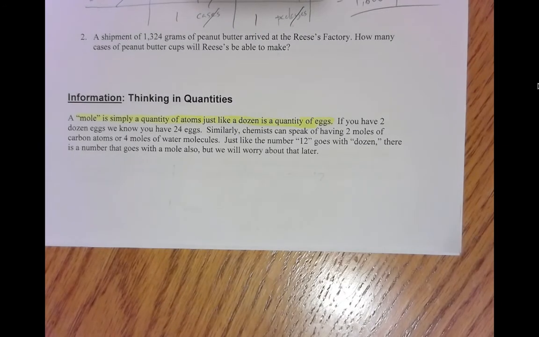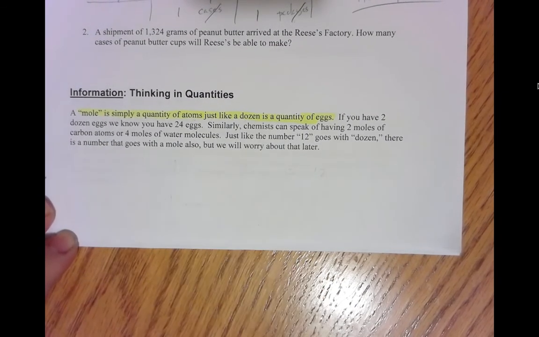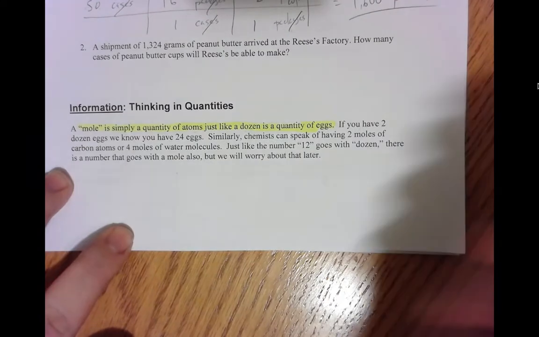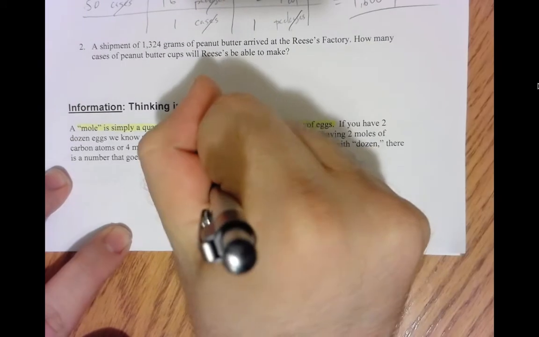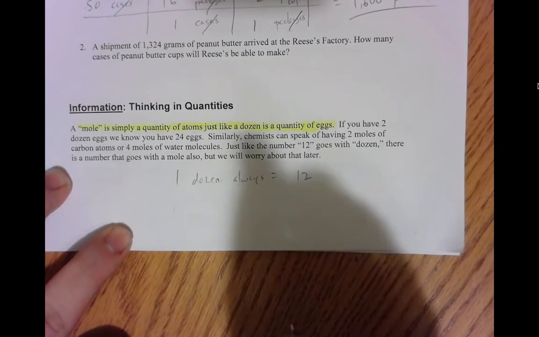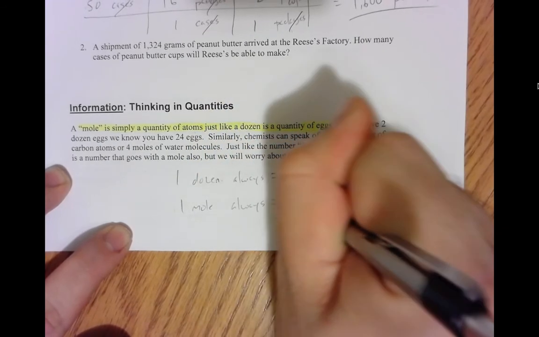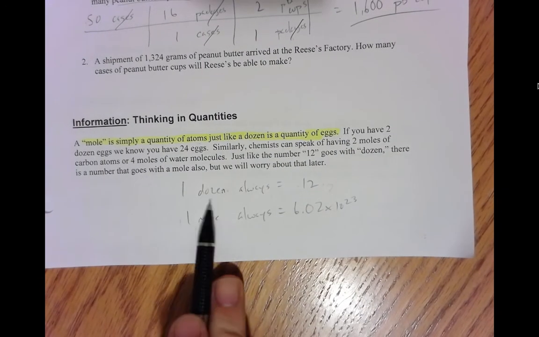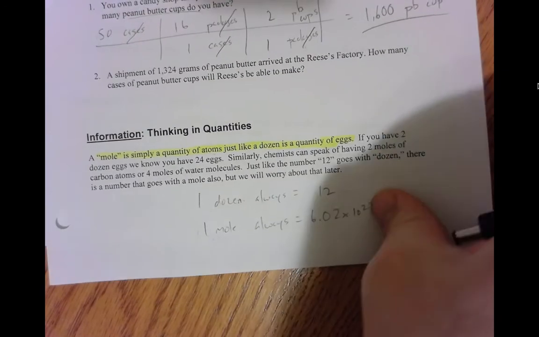Next we're thinking about quantities. So this is where we're going to learn what a mole is. So a mole is just the quantity of atoms, just like a dozen equals a quantity of eggs. So I know in this part I don't tell you what a mole equals yet, but it's worth writing down that 1 dozen always equals 12. Just like a dozen, 1 mole always equals 6.02 times 10 to the 23rd. We'll talk about this a little bit more later, but just know this relationship. Just like 1 dozen is 12, 1 mole is always 6.02 times 10 to the 23rd.